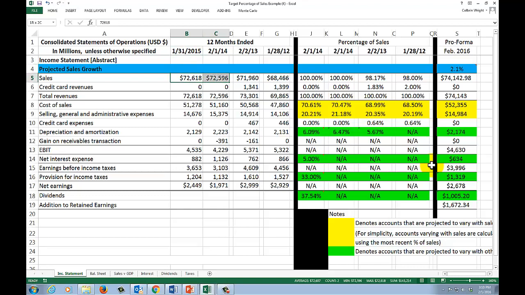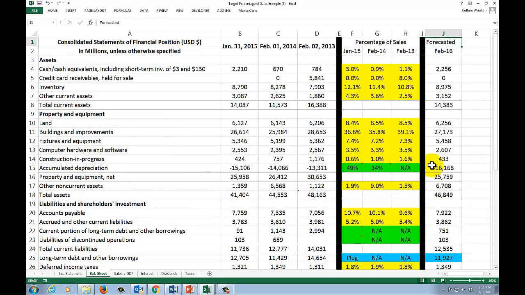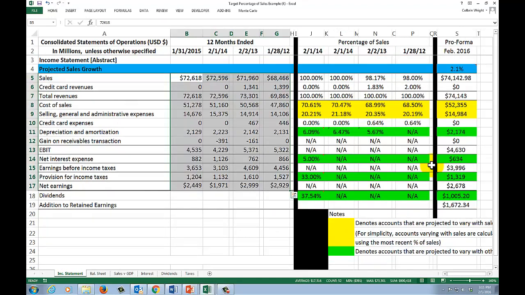As I look at the past 4 years worth of financial statements, here's the income statement. Here is my balance sheet. I only have 3 years for the balance sheet. Remember, step number 1 is to identify which accounts vary with sales.